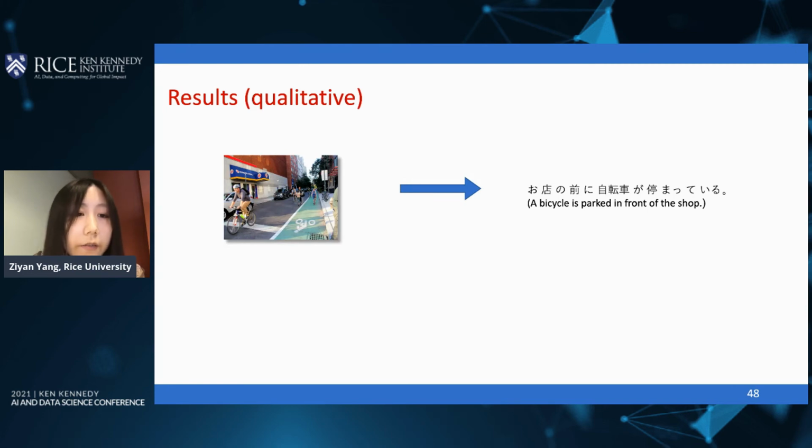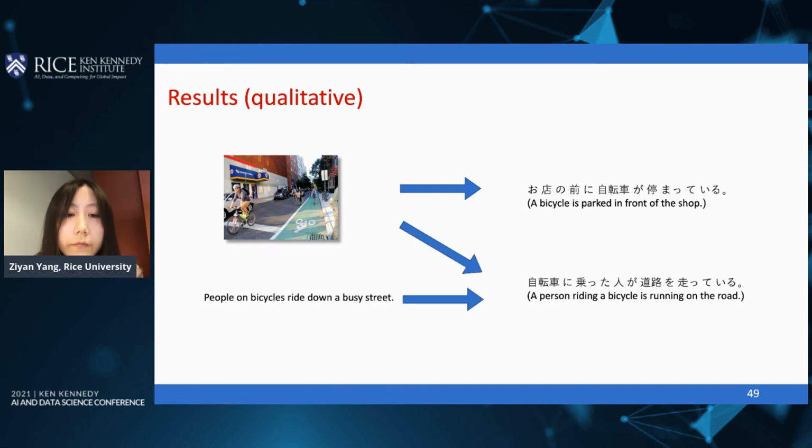Next, I will go through several qualitative examples. If the input image is shown here, like this, the generated Japanese caption will be: a bicycle is parked in front of the shop. It's not accurate enough, so with the help of the English caption, the Japanese caption will be improved to: a person riding a bicycle is running on the road. As we can see, more details will be provided with the help of the ground truth English caption.